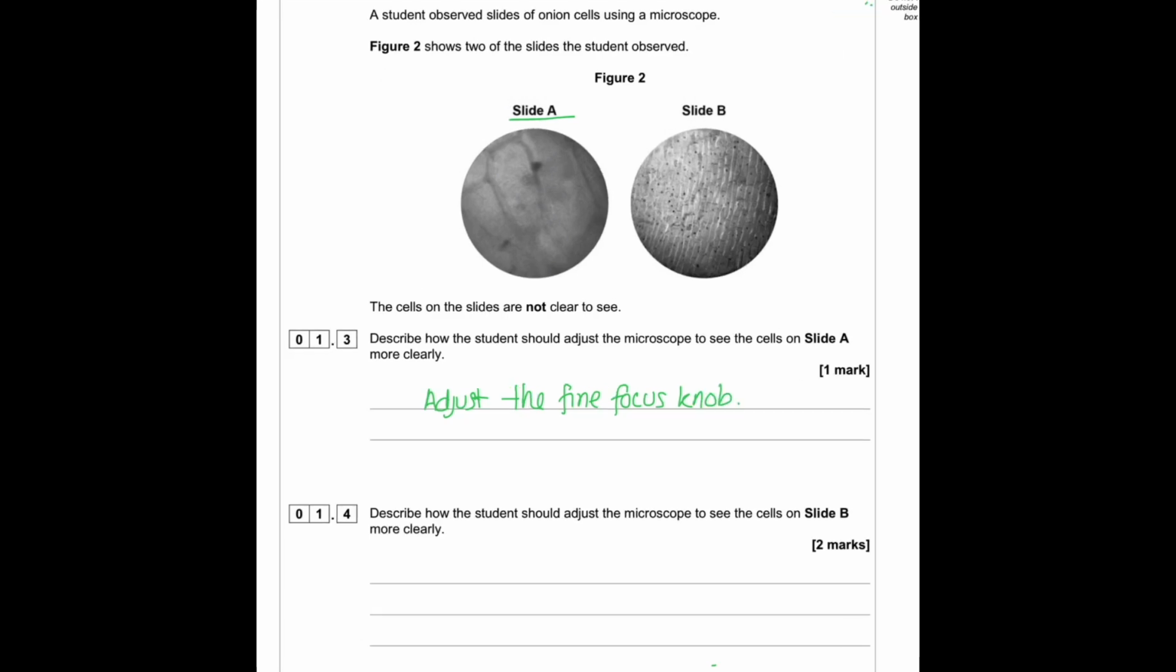Now slide B requires a lot more magnification, so we need a more powerful lens, and we'll get that by adjusting the objective lens.